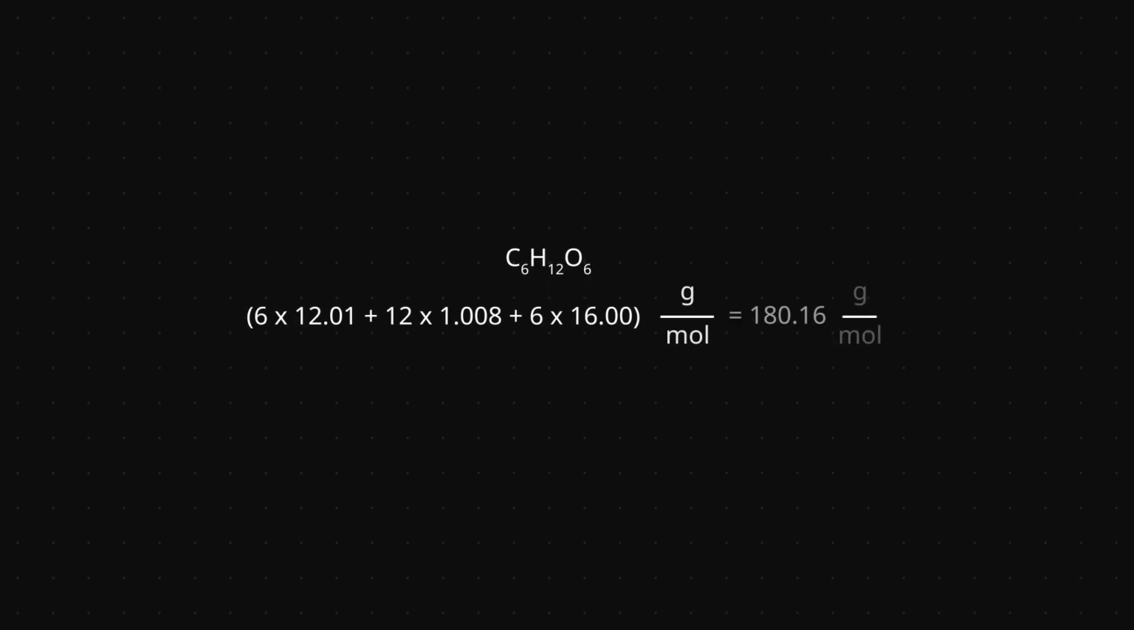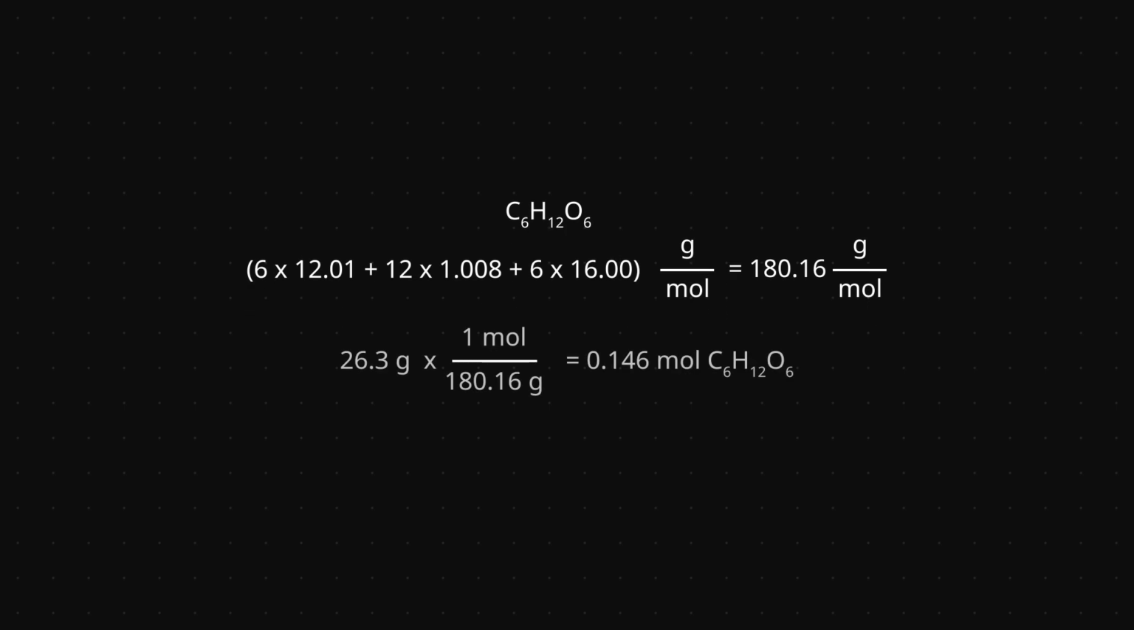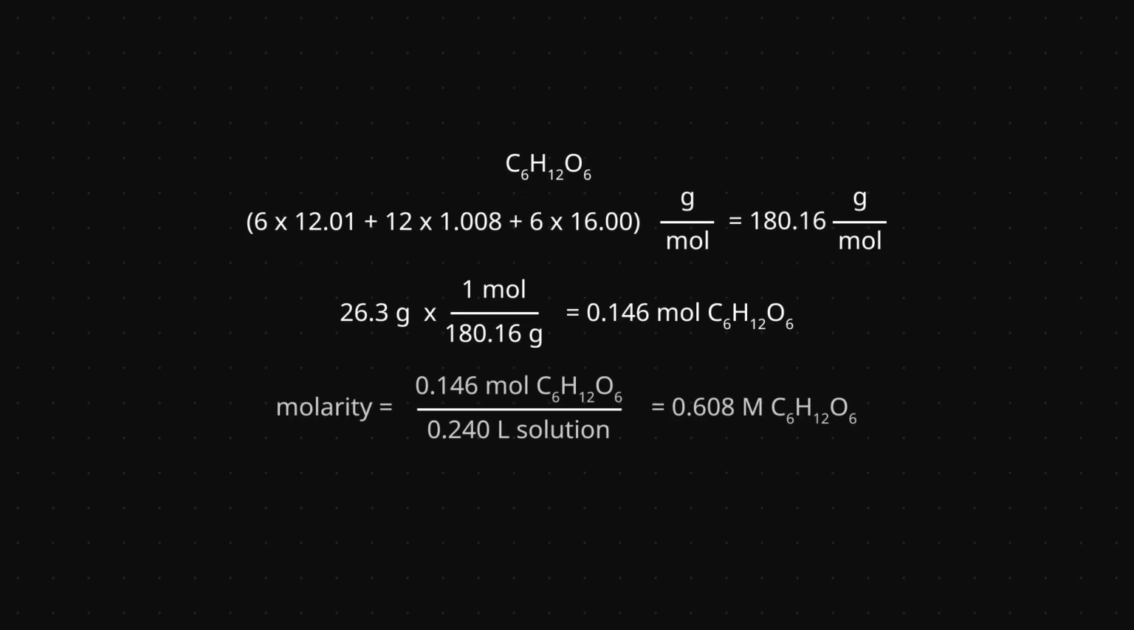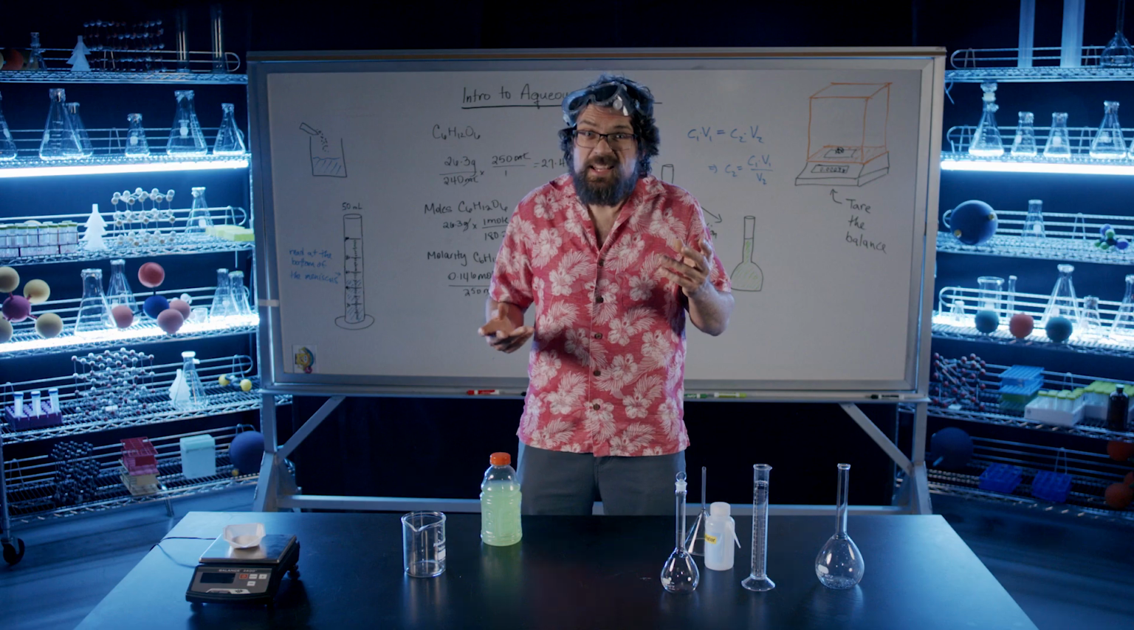Dextrose is C6H12O6. Its molar mass is 180.2 grams per mole. Using our usual calculation, we see that we have 0.146 moles of dextrose. That seems reasonable. Now, to calculate the molarity, we divide the moles of dextrose by the volume of solution to get 0.608 molar. Again, that seems pretty normal.